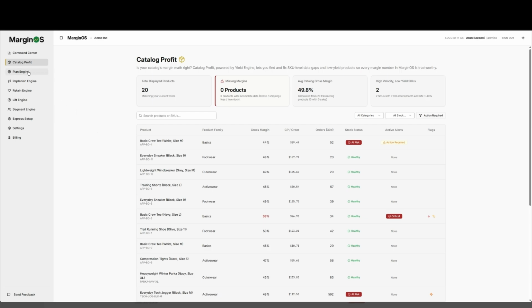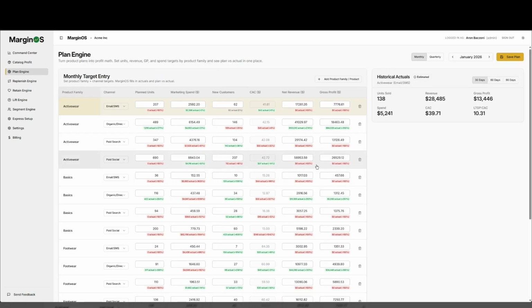Last piece is the plan engine. This is where CMOs and CFOs answer, are we on plan in profit terms? You define a simple product level plan. Units, marketing spend, new customers, revenue, and gross profit. You can plan by product family or by product, by month or by quarter.